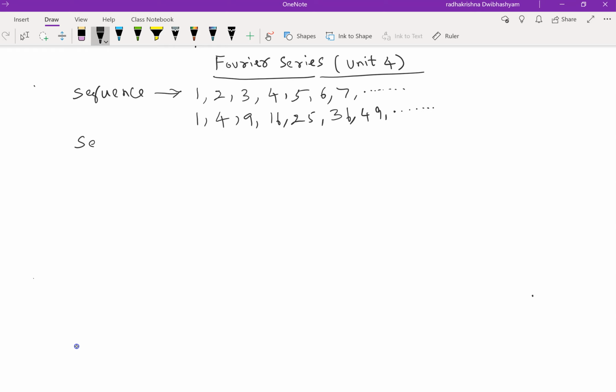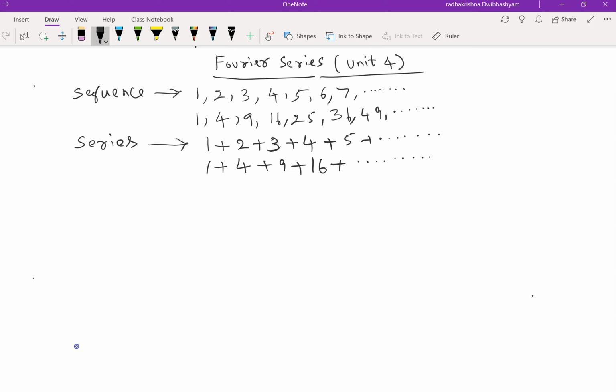Now, let us come to the word series. Series means if you write all these numbers using one arithmetical operator, plus: 1 plus 2 plus 3 plus 4 plus 5 plus, and so on, this is a series. If I write 1 plus 4 plus 9 plus 16 plus, and so on, even this is a series. You are familiar with series. You studied arithmetic progression, geometric progression, harmonic progression in 11th and 12th standards. All those are nothing but series.